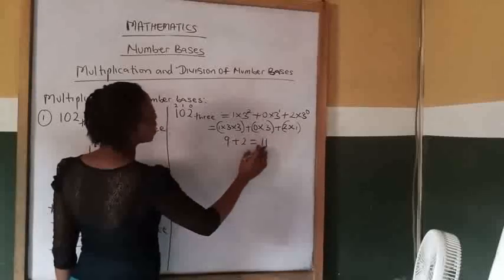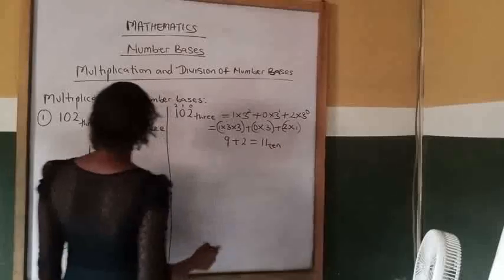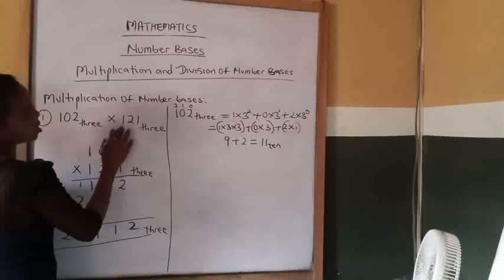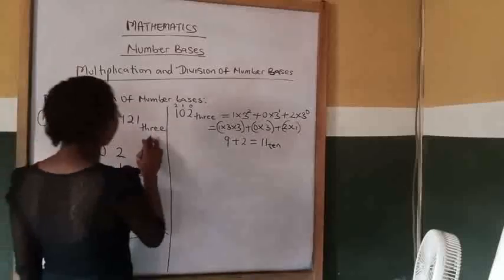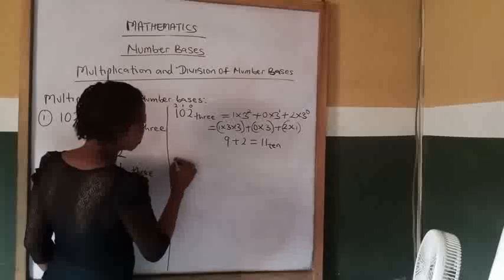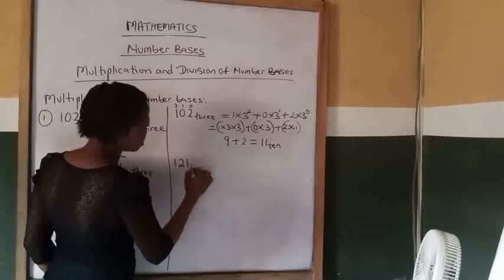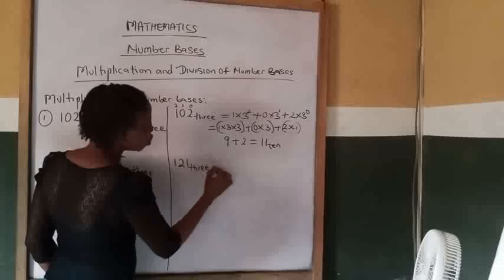11. So we have converted it to what? To base 10 now. 11 base 10. Then the second number, so we convert to what? To base 3. We convert the second number to base 3. So that's 1, 2, 1 base 3. So we convert to what?